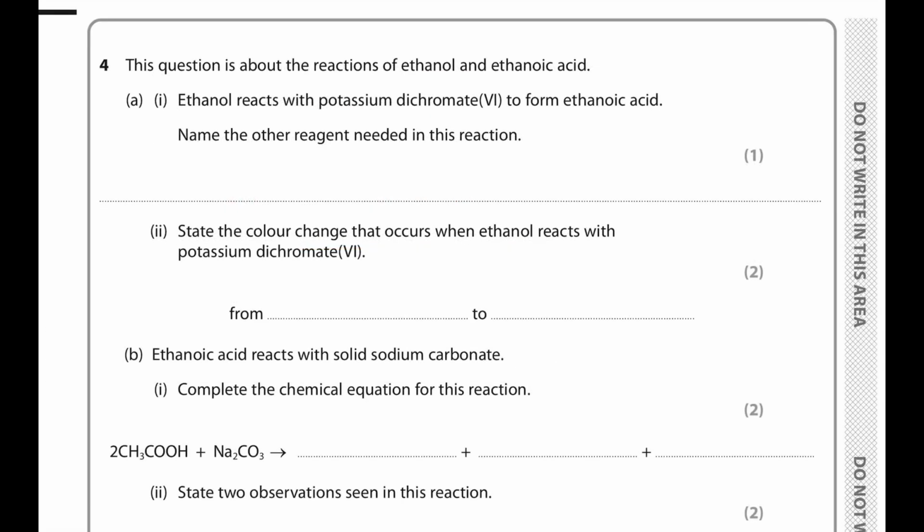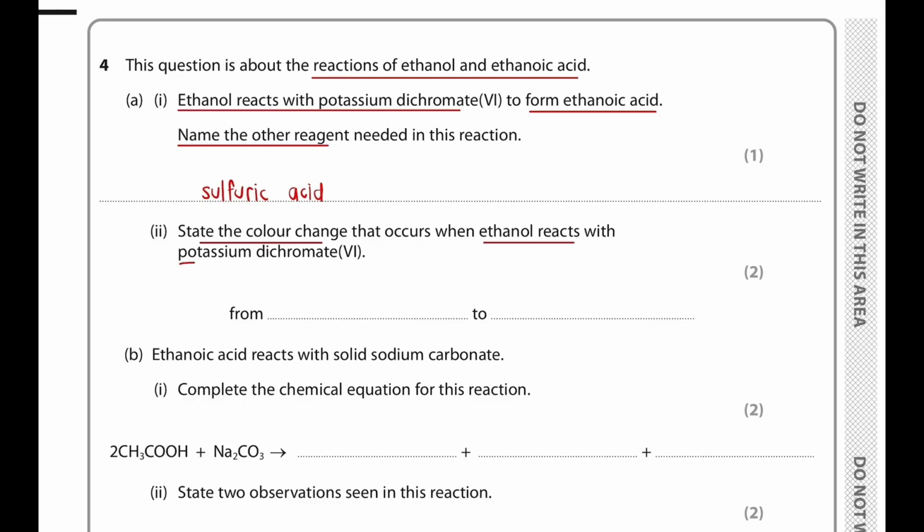Question 4. This question is about the reactions of ethanol and ethanoic acid. Ethanol reacts with potassium dichromate to form ethanoic acid. Name the other reagent needed in this reaction. So we need sulfuric acid. Next, state the colour change that occurs when ethanol reacts with potassium dichromate. So the colour will change from orange to green.